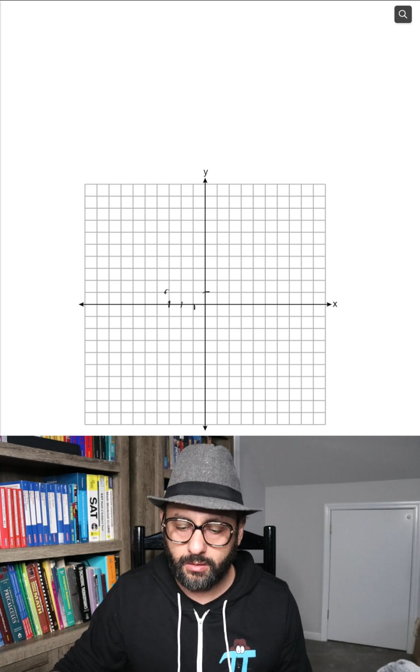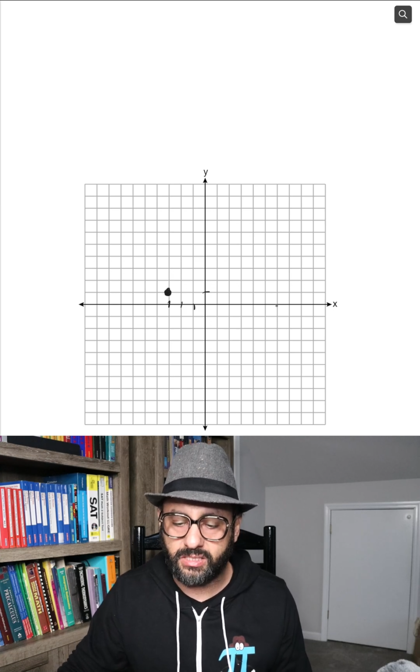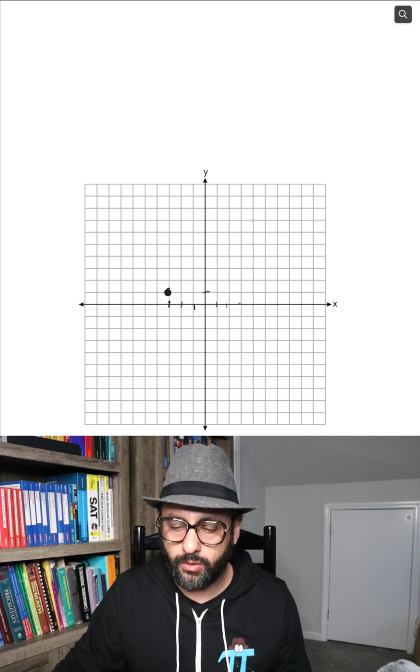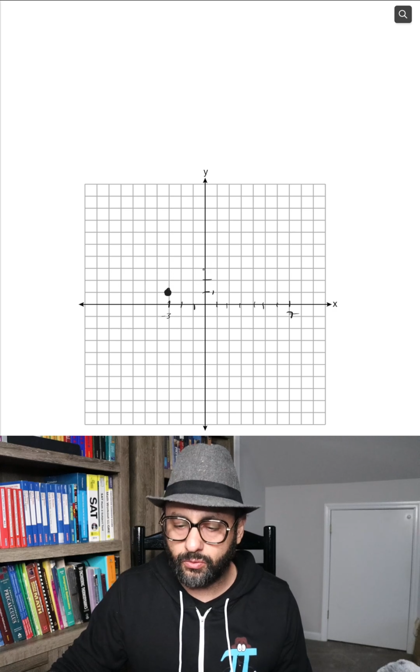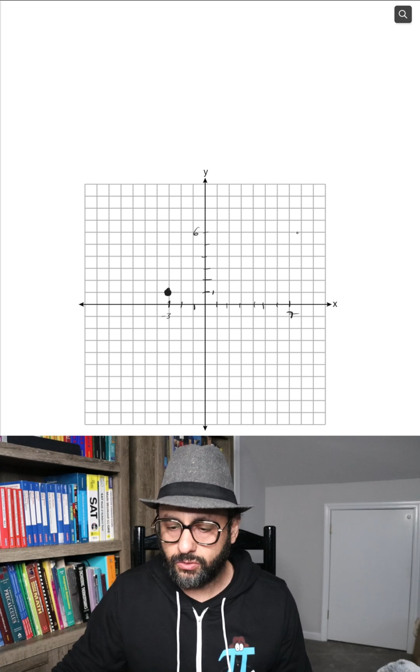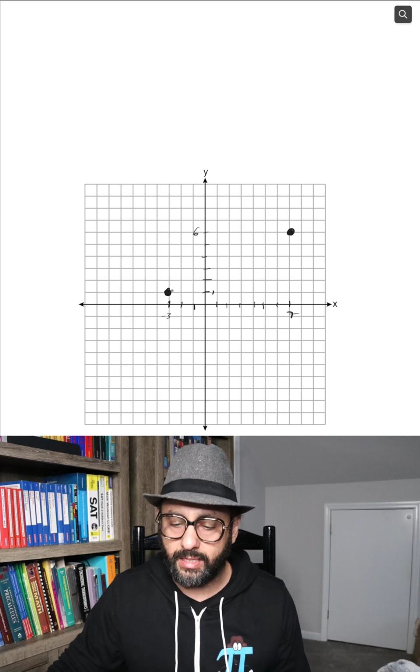-3 and 1. And the 7, 6. 1, 2, 3. So this is -3. This is 1. 1, 2, 3, 4, 5, 6, 7. And 1, 2, 3, 4, 5, 6. Okay, so that point is right there. Then I'm going to draw the line segment from these 2 points.